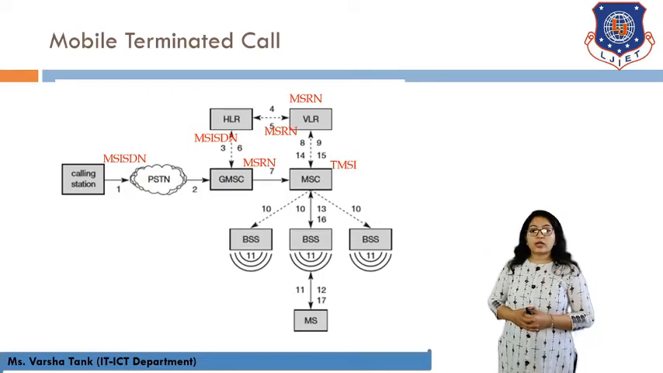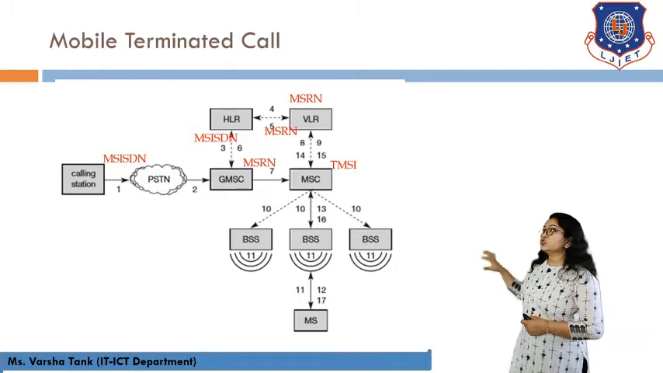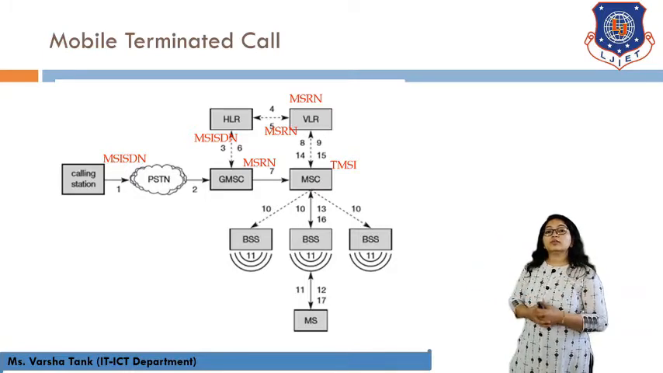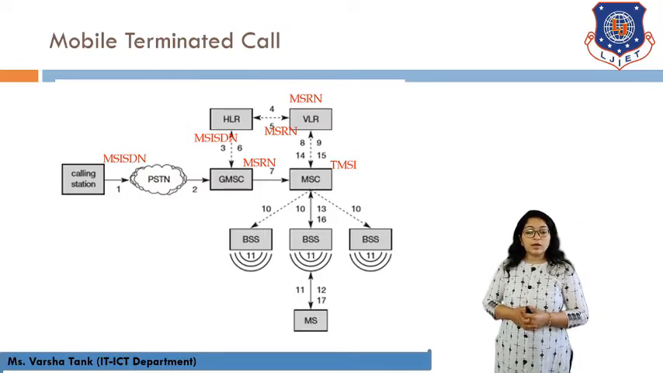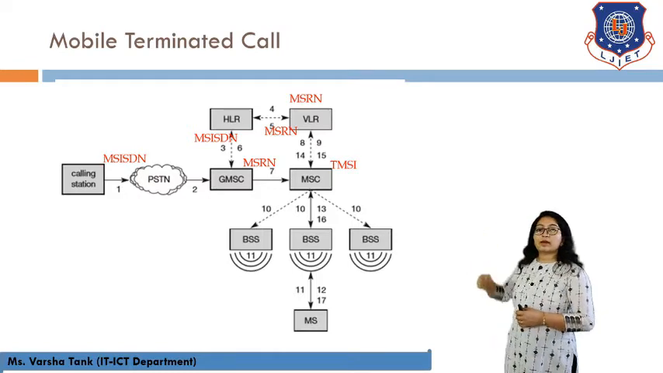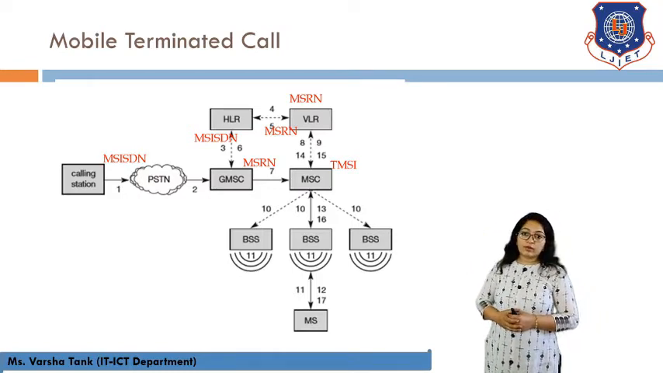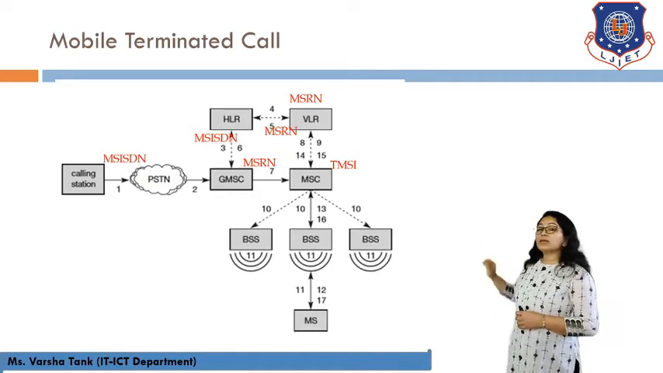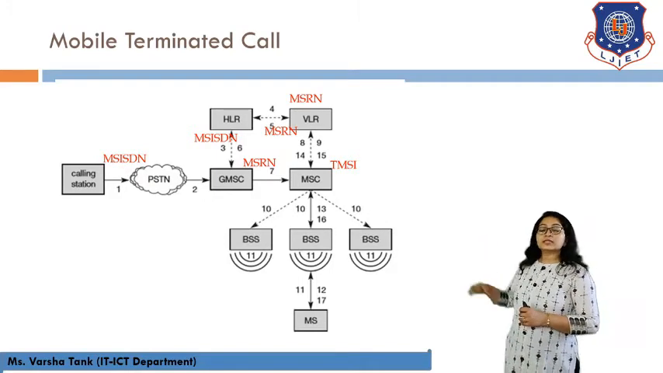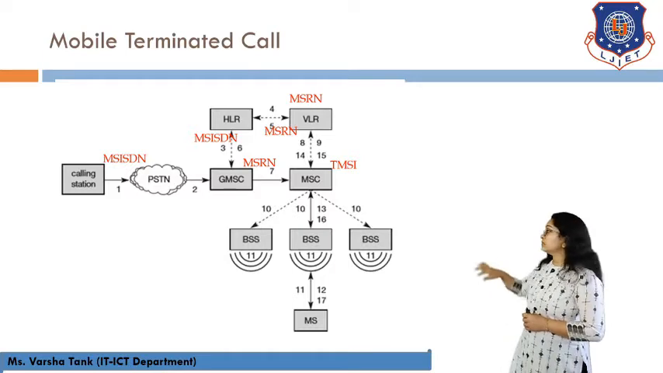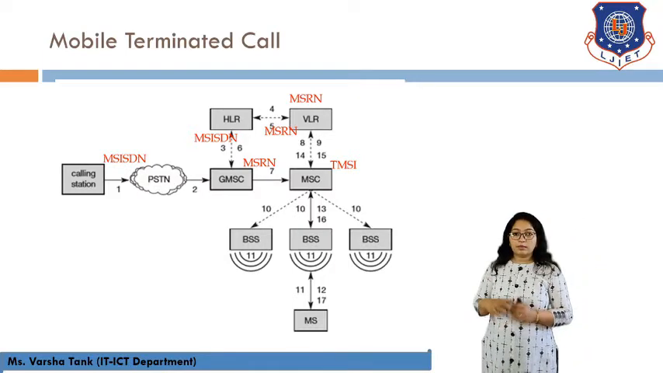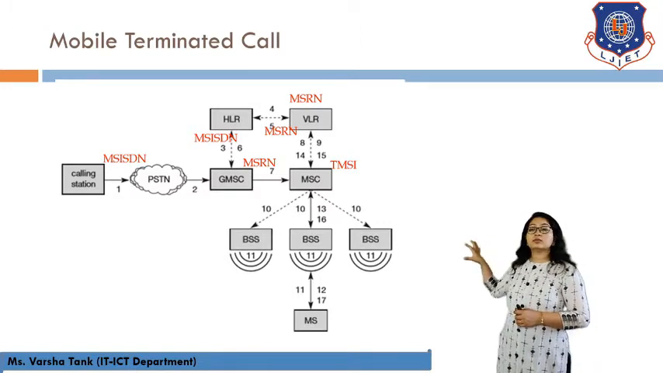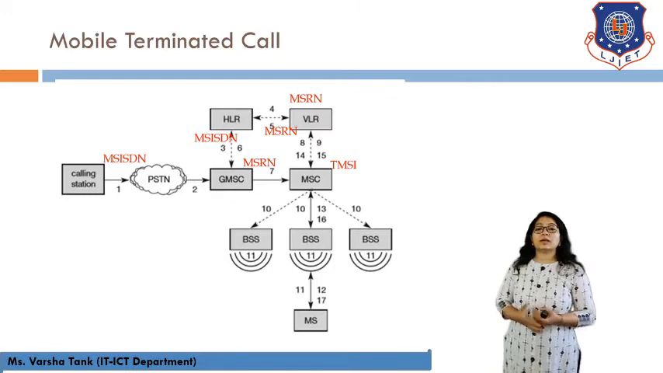Now MSC will again check. What will it check? It will ask the VLR about its temporary mobile subscriber identification number. That temporary mobile subscriber identification number will be defined by the VLR, and that will be received by the MSC. Now using this TMSI number, what will MSC do? MSC will do the paging in the nearest base station subsystem. Okay, so in the nearest BSS, your nearest cell area, it will do the paging.